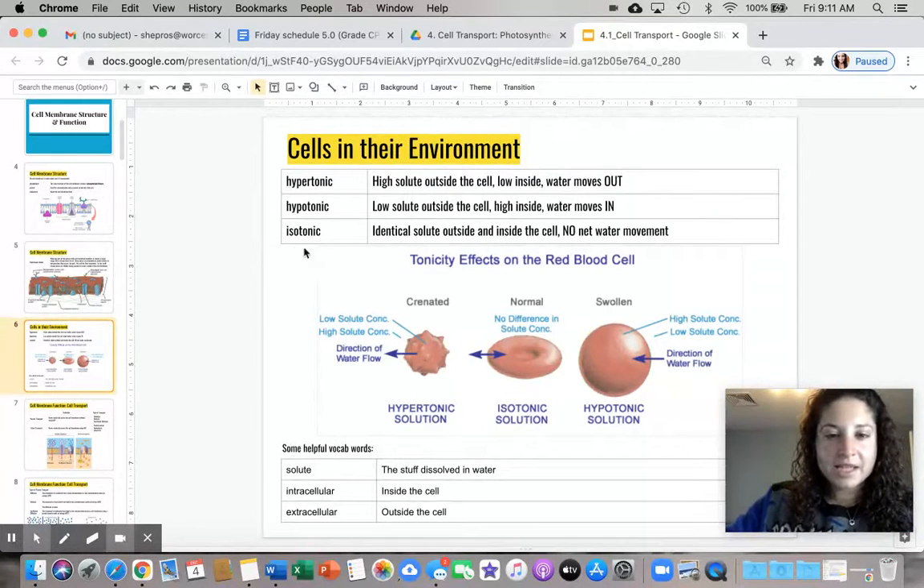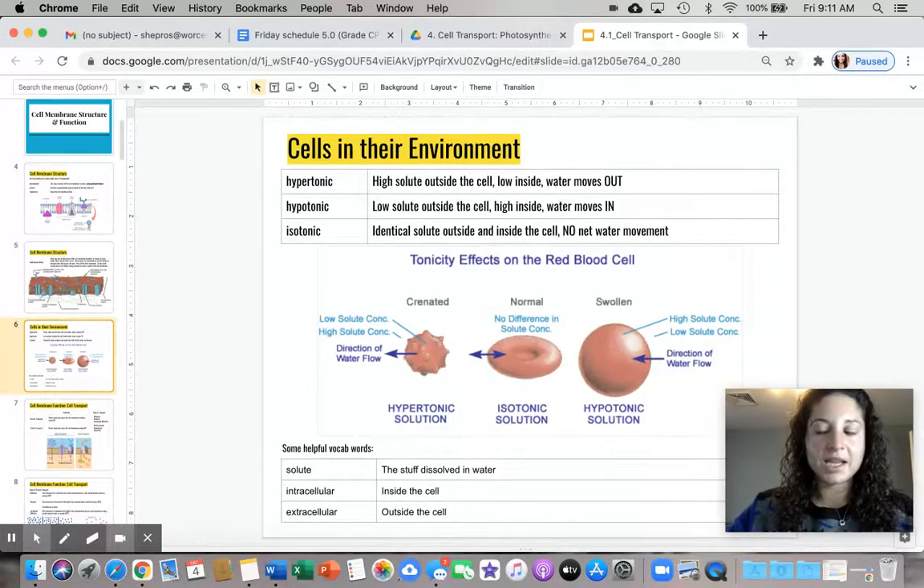The last thing is an isotonic environment. This is when it's the same amount of solute in and out of the cell. And so the cell just stays how it's normally supposed to stay.